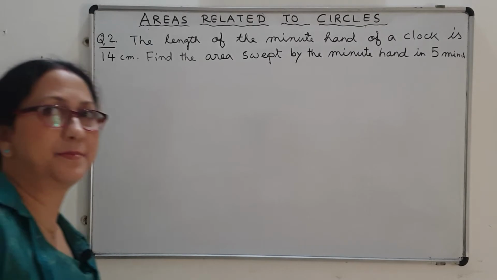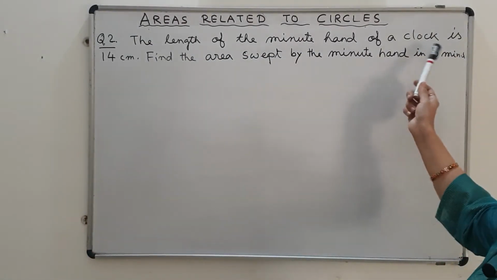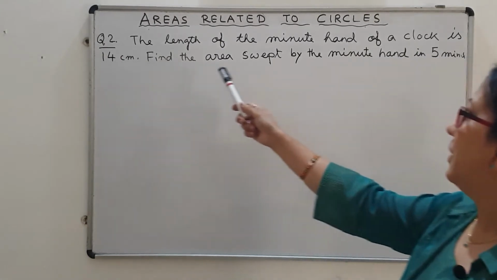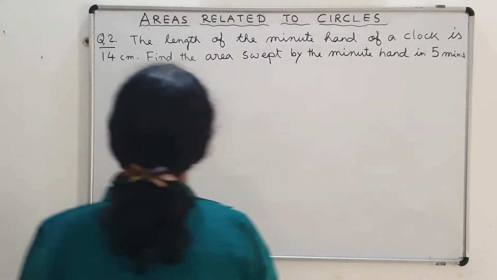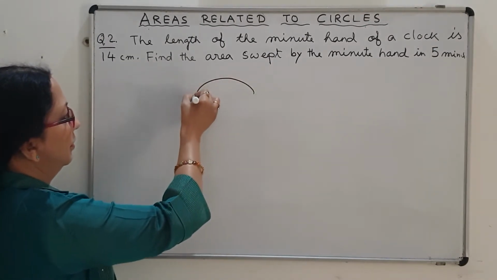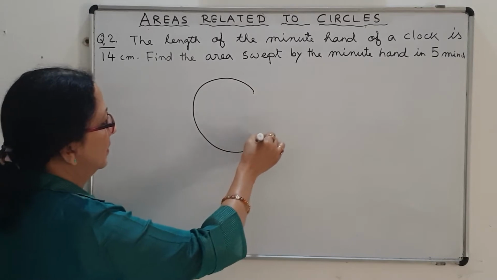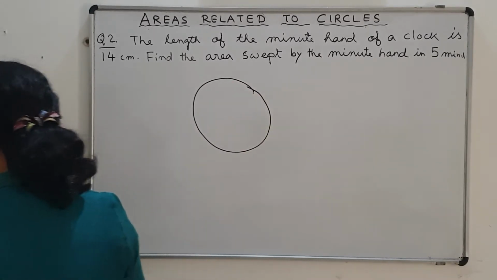Next question that I have taken: the length of the minute hand of a clock is 14 centimeters. Find the area swept by the minute hand in 5 minutes. So we consider the clock to be a round, circular clock.